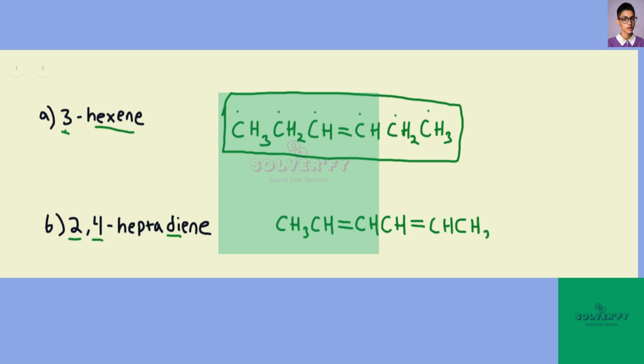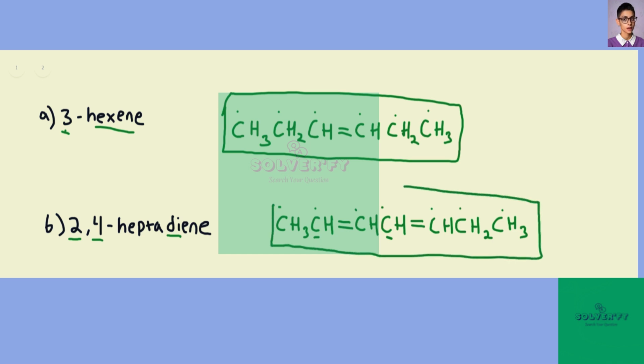Fifth, sixth, seventh. So just to check, I have 1, 2, 3, 4, 5, 6, 7 carbons. There's my double bond off the second, and then another off the fourth. This is the structure for 2,4-heptadiene.